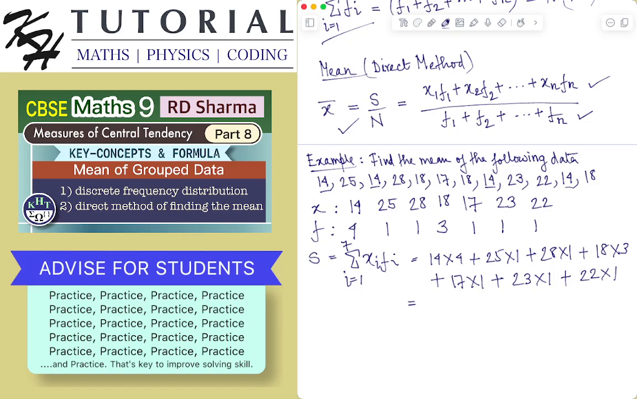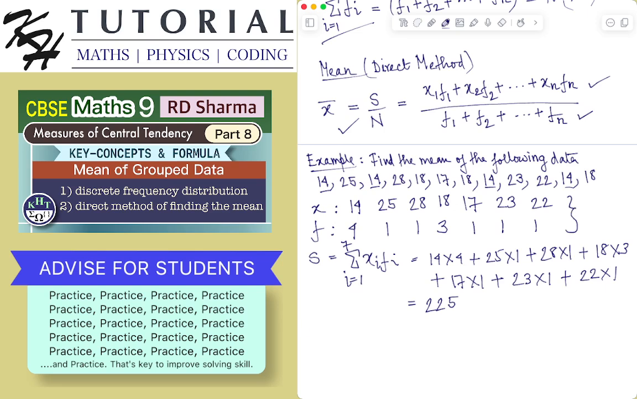56 plus 25 plus 28 plus 54 plus 17 plus 23 plus 22 is 225. Okay. This is the sum of all the observations of the raw data that we computed from the discrete frequency distribution that we created from the raw data.